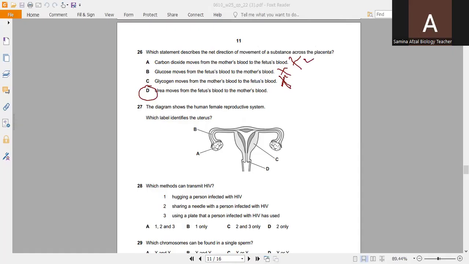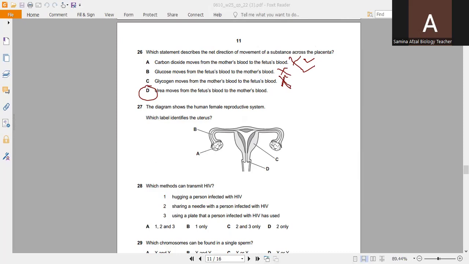A is the wrong direction of movement. Glucose is again from the mother to the fetus, and glycogen is a very large molecule that cannot cross the placenta, so this is wrong. Only D is the correct option.